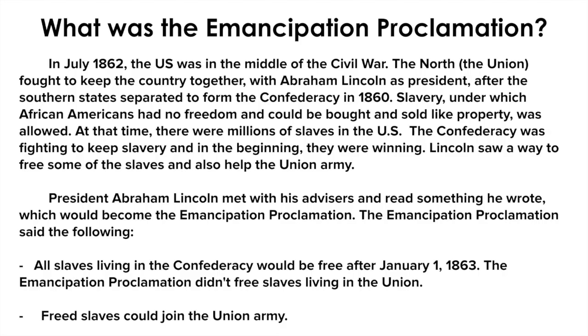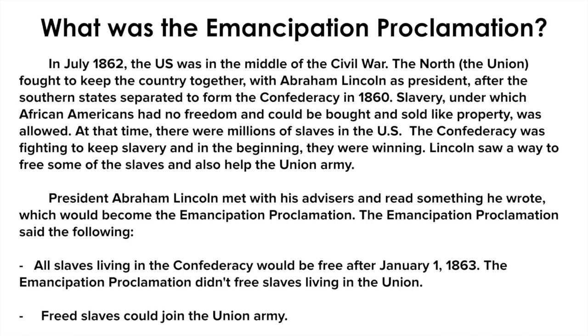What was the Emancipation Proclamation? In July 1862, the U.S. was in the middle of the Civil War. The North fought to keep the country together with Abraham Lincoln as president after the Southern states separated to form the Confederacy in 1860. Slavery, under which African Americans had no freedom and could be bought and sold like property, was allowed. At that time, there were millions of slaves in the U.S. The Confederacy was fighting to keep slavery, and in the beginning, they were winning.